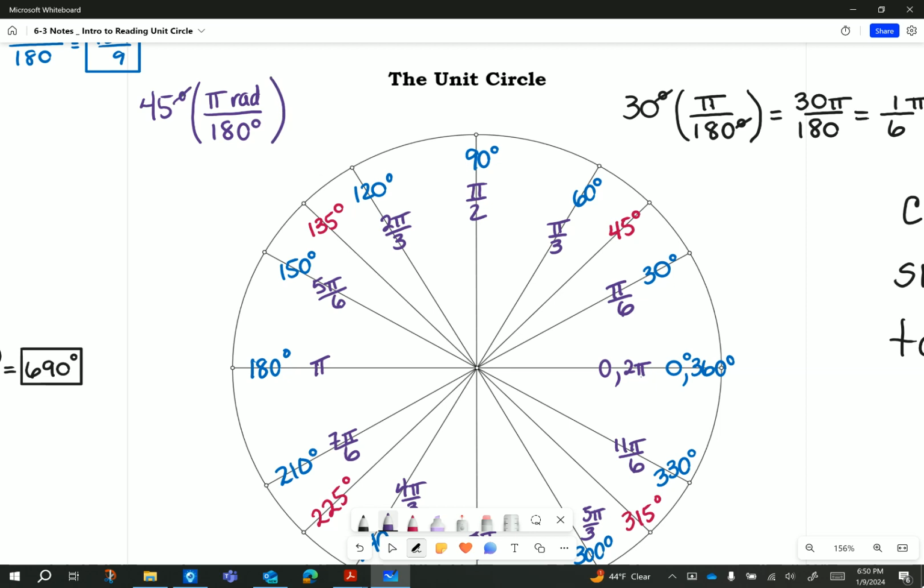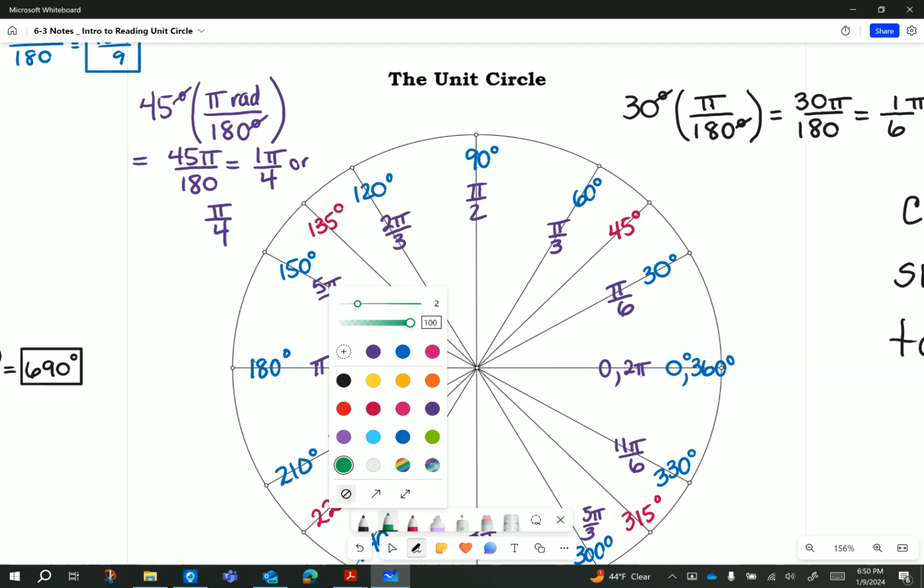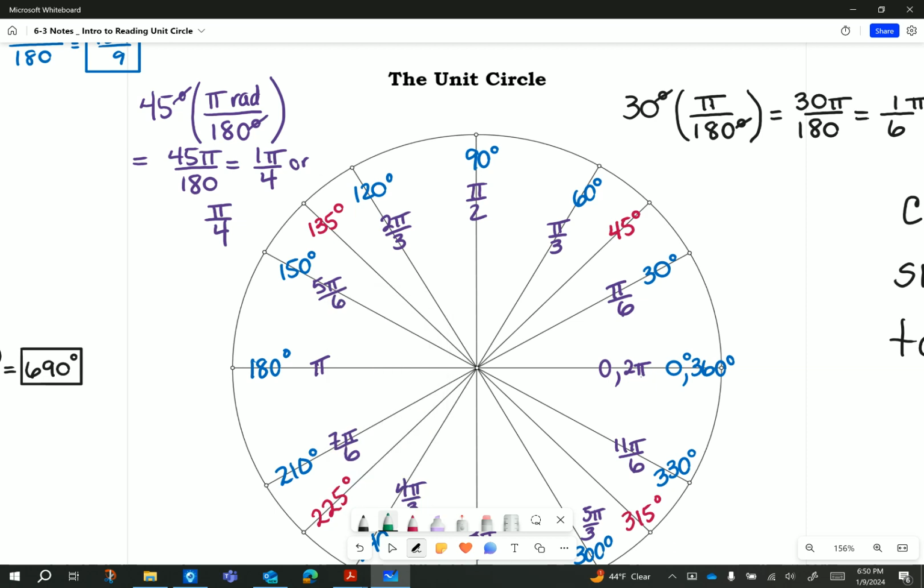So when you do the math on this one, you're going to get 45 pi over 180. That reduces to 1 pi over 4, or if you want to just call it pi over 4. Okay, so this one right here, let us use a green so it will stand out. This here is going to be pi over 4.